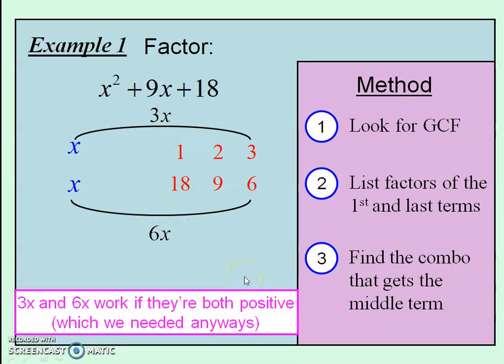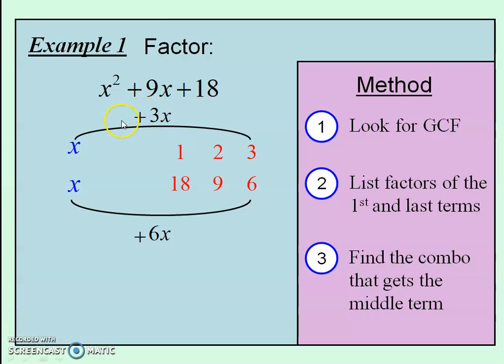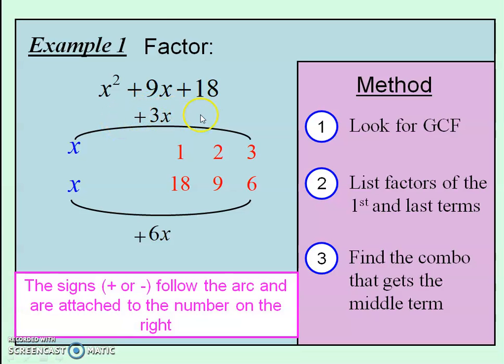And yeah, there is. If both of these were positive, I had a positive 3x and a positive 6x, and I added them, they would add up to 9x. That's my middle term. That's what I want. So that's good. Now what I do is I take the sign over here, the positive, and it follows the arc to the number in the set of factors all the way on the right. That positive from positive 3x follows the arc, ends up with the 3, and this positive follows the arc and ends up with the 6.